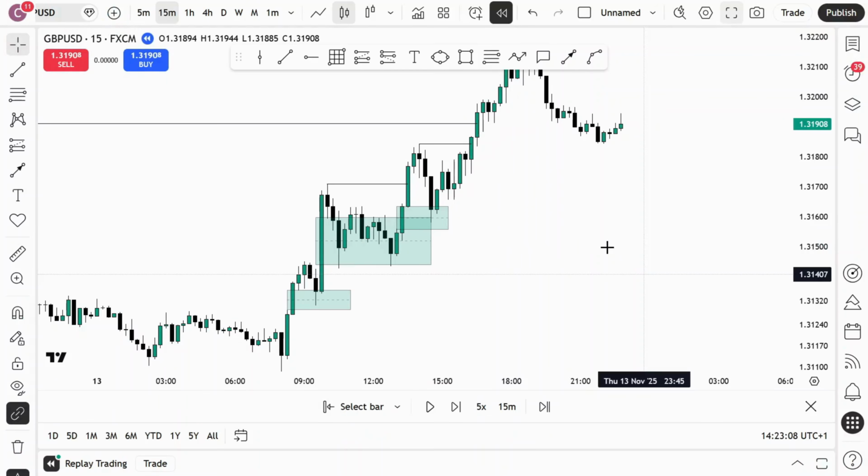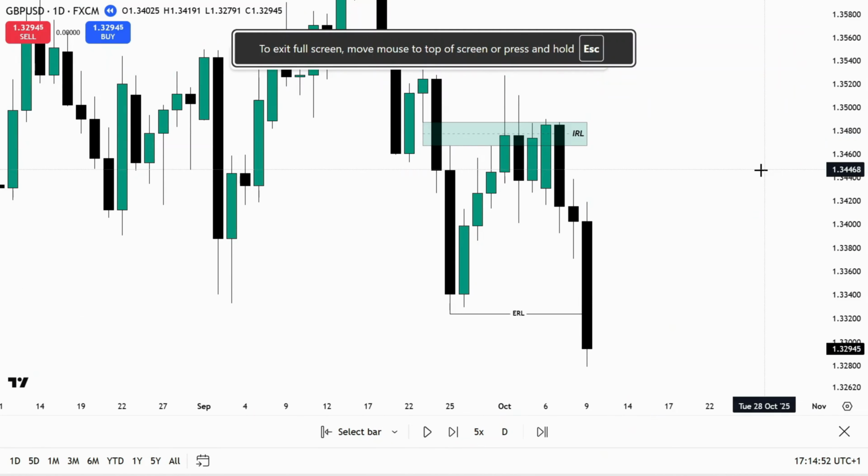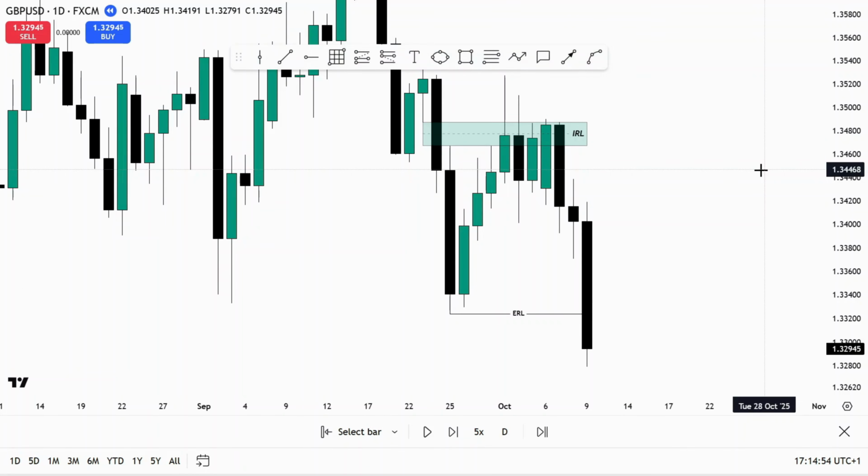Now let's move on to the second example. Let's look at this example. Here we can clearly see that price created a higher time frame internal range liquidity cycle. Now the question is, what if you missed your trade from that level? What could you have done differently? The simplest solution is to drop down to a lower time frame and wait for price to form its own internal range liquidity to external range liquidity cycle within that higher time frame narrative.